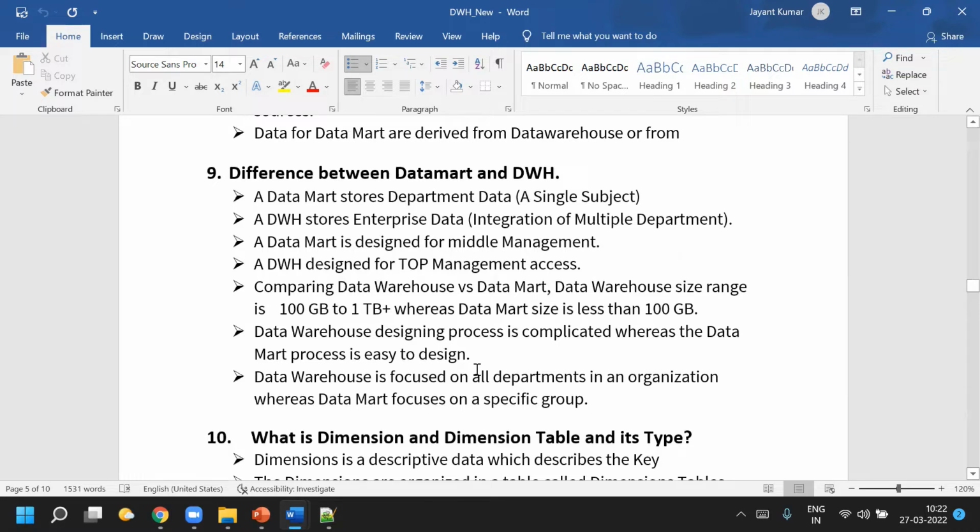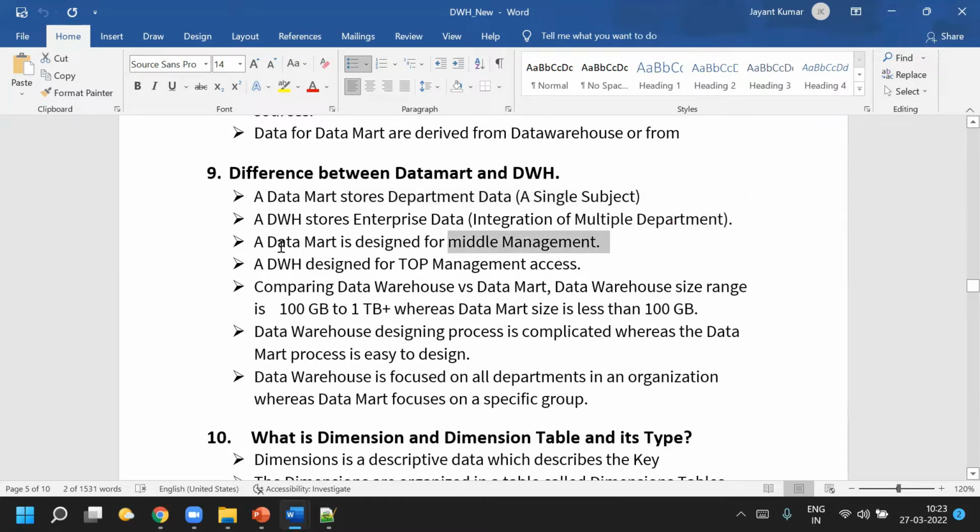The difference between a data mart and a data warehouse is that a data mart stores department data, a single subject. A data warehouse stores full company enterprise data, a combination of all departments. You can say a data mart is designed for middle management. So obviously, if you see the department-wise data, then definitely it is for the middle management.